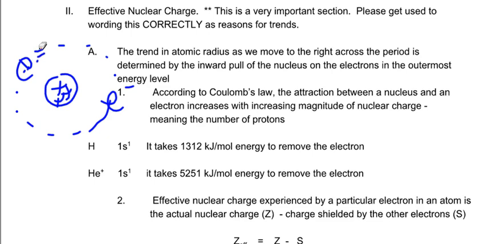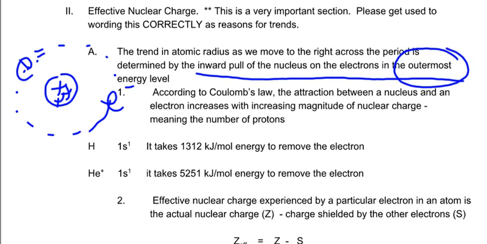The trend in atomic radius as we move to the right across the period is determined by the inward pull of the nucleus on the electrons of the what? Outermost energy level. Okay, so what's the attraction going on here? Well, do you remember what we talked about earlier? If I'm talking about, let's say, anything in the second shell, what's standing between the nucleus and the outer electrons? Well, the inner electrons are standing in between, okay? And we're going to see that there was shielding going on and repulsion going on, and that has something to do with it, okay? So keep that in mind.